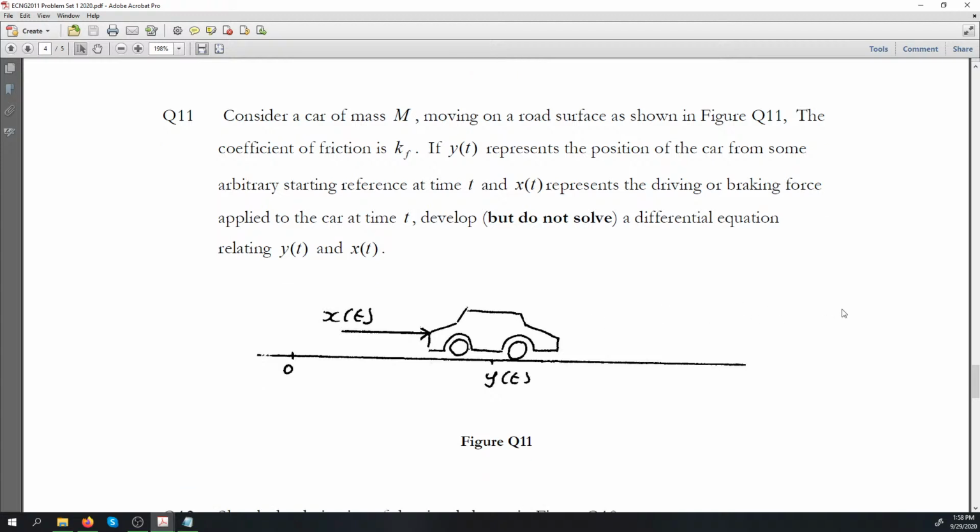Question 11 was asking about the mapping of a car with a mass of m and a friction coefficient kf, and we need to figure out the differential equation mapping, with y of t being the position of the car and x of t representing the driving or braking force applied to the car at time t. Right, so let's see if I can get up a whiteboard here to show you guys how to do that mapping.